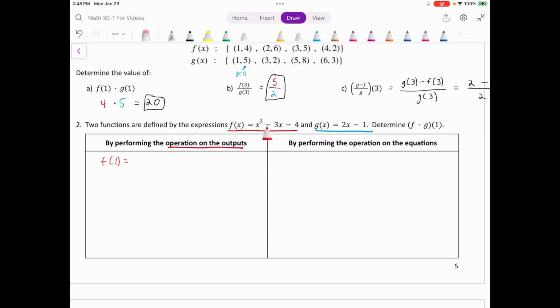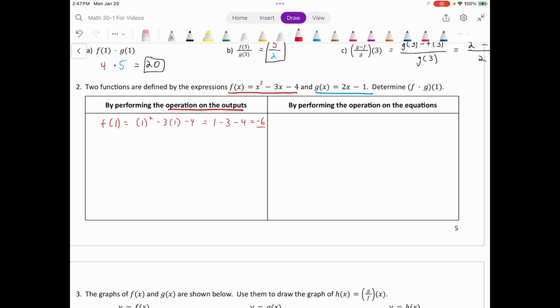So f of 1 is going to be, I put in 1 for x, right? So 1 squared minus 3 times 1 minus 4. That's going to be 1 squared is 1 minus 3 times 1 is 3 minus 4. 1 minus 3 minus 4 is negative 6. Yeah, negative 6. Okay, ooh, I did something bad there. I worked side to side. Don't show your work side to side, especially on the diploma. But I was just trying to save some room. Okay, that's bad of me.